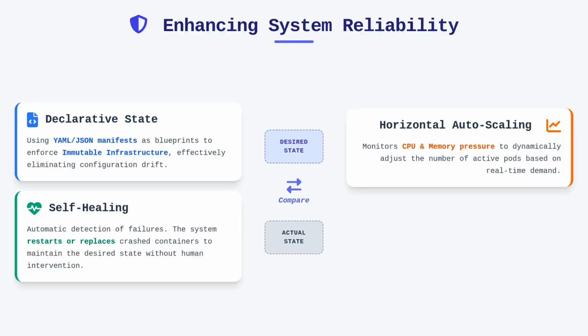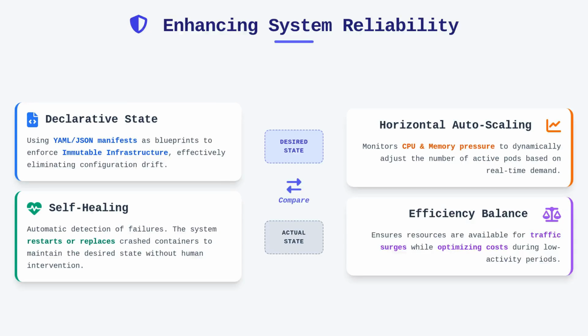Similarly, horizontal pod autoscaling monitors resource utilization metrics, such as processor or memory pressure, to dynamically adjust the number of pods running in your deployments. This continuous monitoring ensures that the application always possesses the necessary resources to handle traffic surges while simultaneously optimizing costs during quieter periods.